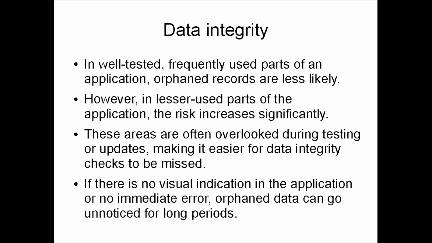To prevent orphaned records, it is essential to regularly audit lesser used areas of the application. Implement database-level constraints, not just application logic. Use automated integrity checks to flag missing references. By ensuring data integrity across the entire system, not just the most visible parts, you protect your database from long-term inconsistencies and unexpected failures.